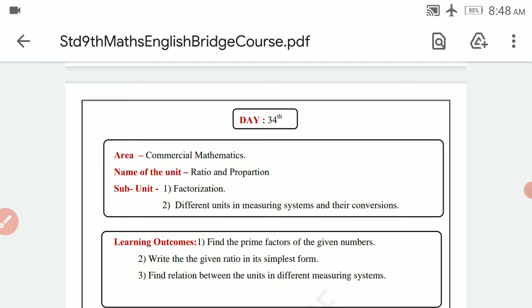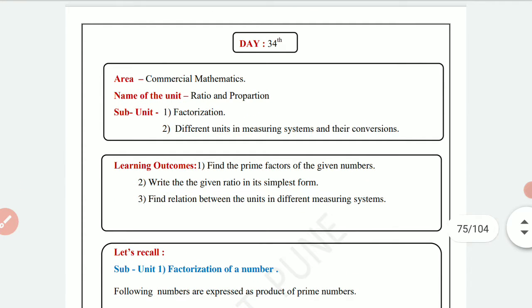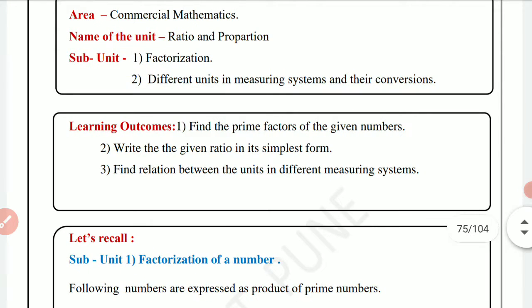What are the learning outcomes of today's topic? Find the prime factors of the given number. Second, write the given ratios in the simplest form. Third, find a relation between the units in different measuring systems. Let us see one by one.